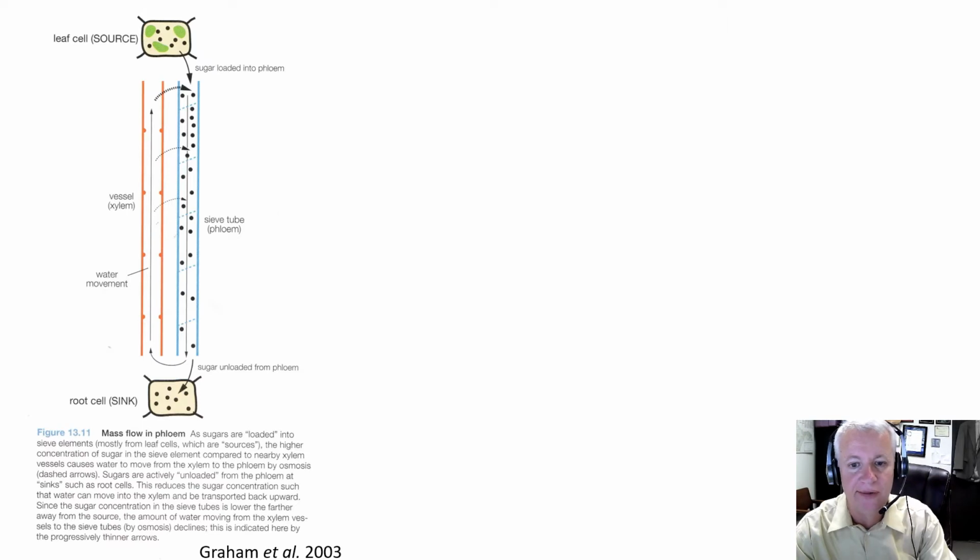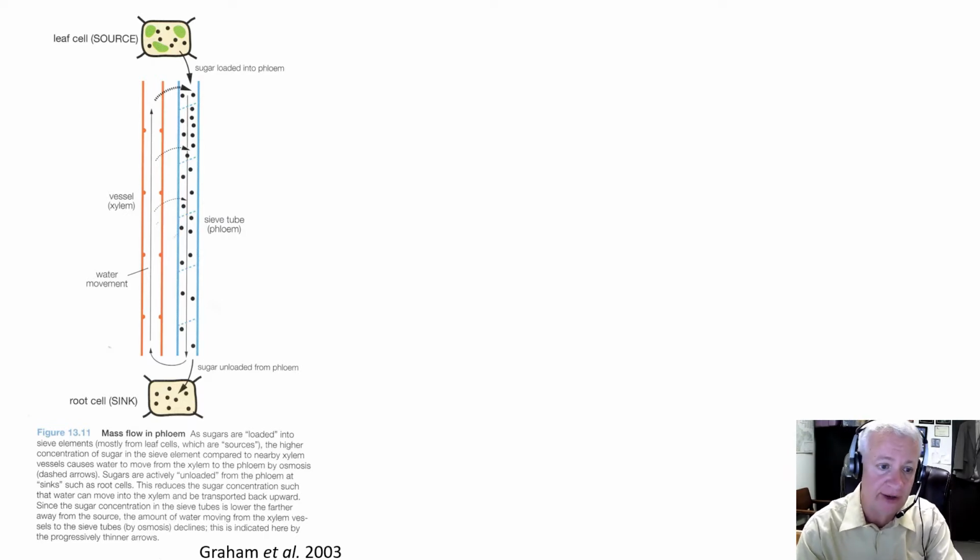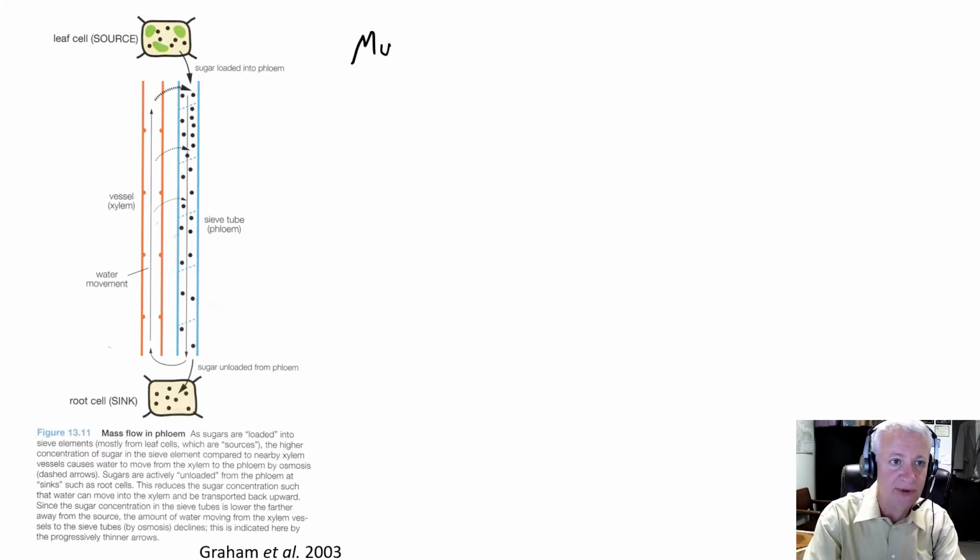All right, so what is the mechanism then? We know that diffusion is not how sugars move in the phloem. So what is the mechanism of phloem transport? The mechanism of phloem transport is sometimes referred to as the Münch hypothesis, or the Münch pressure flow hypothesis.